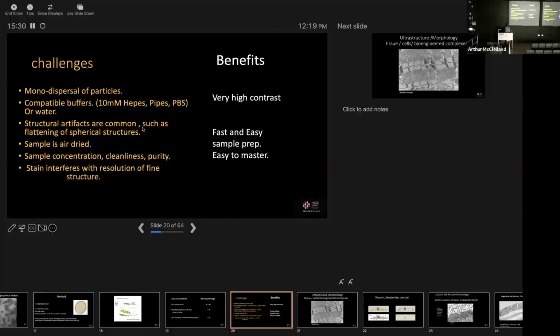The benefits are that it's very high contrast, it's fast and easy sample prep, and it's easy to master. You can get going after trying it once or twice. So you can get a lot of work done quickly.